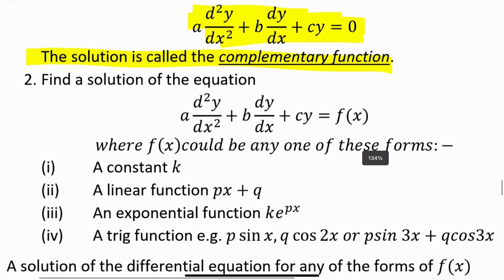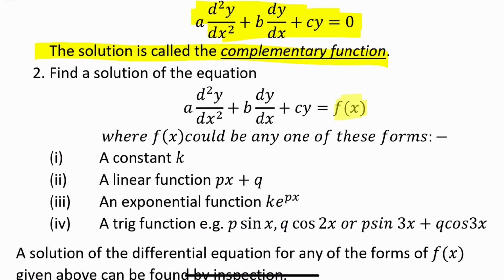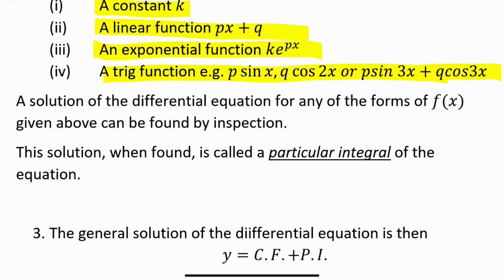Now we're going to look at how we find out when it's a wee bit different when it's got a function of x on the right hand side. This function of x could be a constant k, it could be a linear function px plus q, it could be an exponential function k e to the px, it could be a trig function, maybe p sine x, q cos 2x, or maybe a combination of the two, p sine 3x plus q cos 3x. So a solution of the differential equation of any of the forms of f of x given above can be found by inspection, and this solution is called the particular integral.